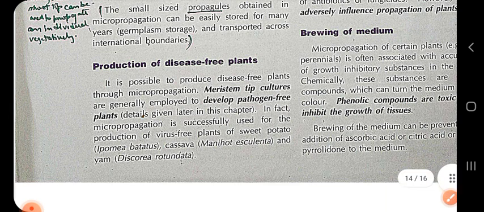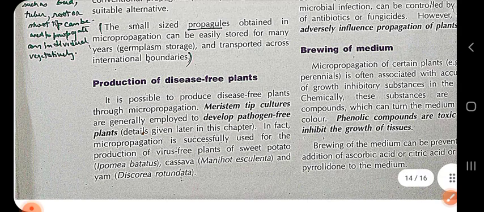Some examples have been given. We have prepared virus-free sweet potato using tissue culture techniques, which is Ipomoea batatas, the cassava plant, Manihot esculenta, and the yam plant, Dioscorea rotundata.